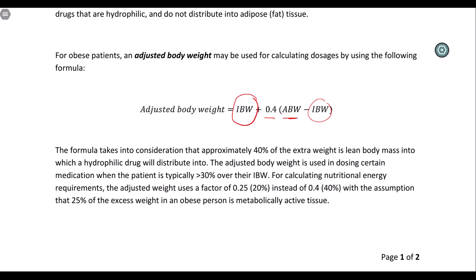Why the 0.4? As you can see, 40% of the extra weight is lean body mass, which a hydrophilic drug will distribute into. So the extra weight is mostly fat, but 40% of that is going to be lean mass, where a drug, most likely, is going to be distributed into. Hydrophilic drugs are water-soluble drugs. They like water. They don't like fat. They're not going to distribute into fat tissue as much. And you can see that we use it in dosing.